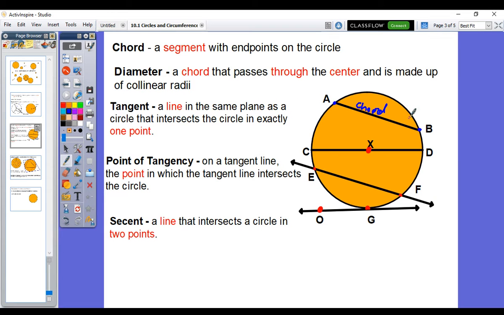Now, a diameter is a special chord. It is a type of chord that starts on the circle and ends on the circle, but the defining point is that it goes through the center point. That's what makes it different from a regular chord. So here's a diameter right here.